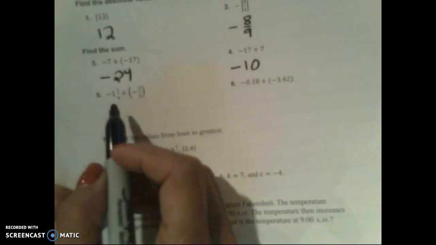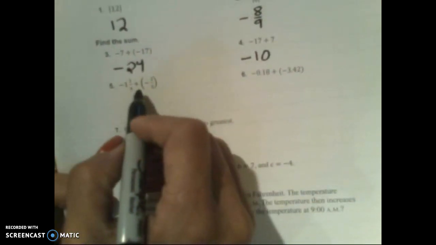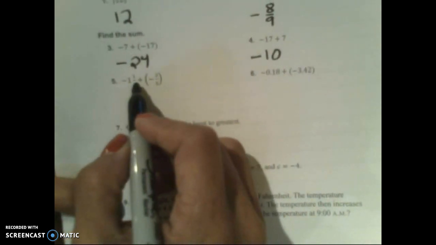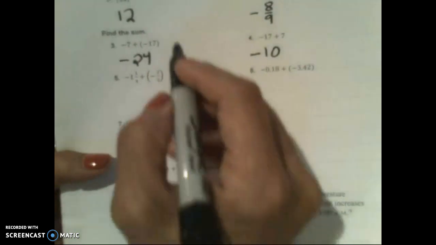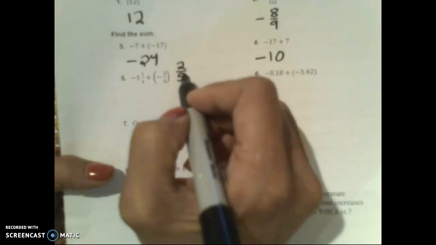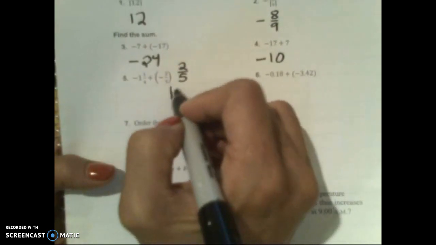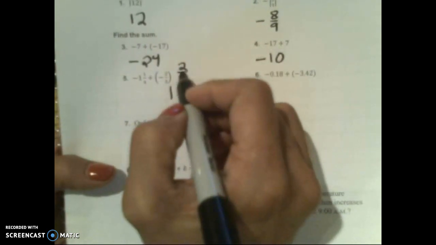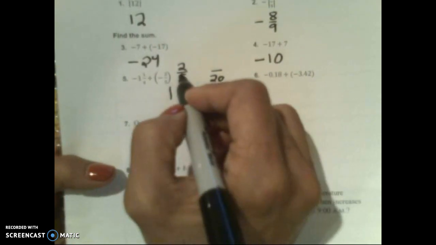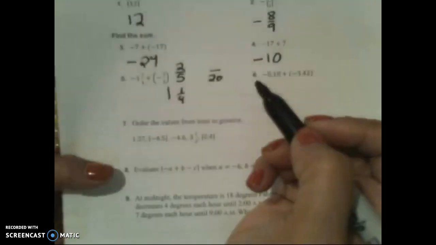For this problem here, students have to change and get a common denominator. I know it's hard to see on the camera. We have negative 1 1/4 plus negative 2/5. So I have to take my 2/5 and my 1 1/4 and find a common denominator. My common denominator is going to be 20 because 5 times 4 is 20, and that's the least common multiple.